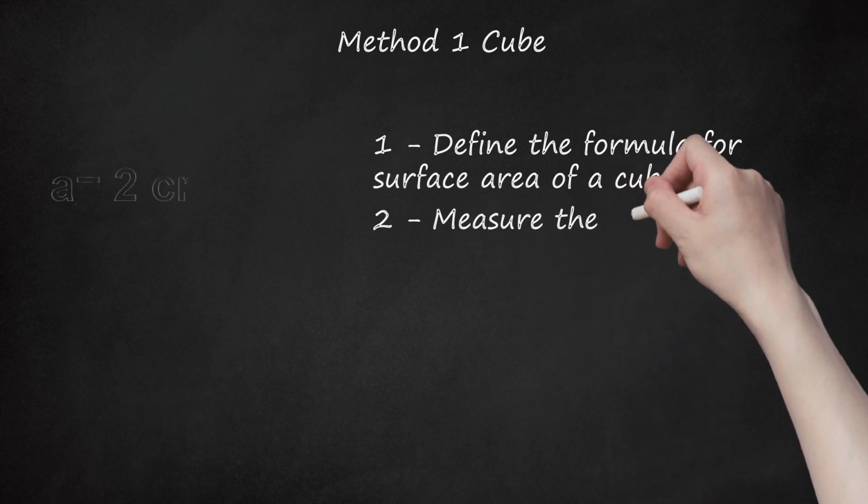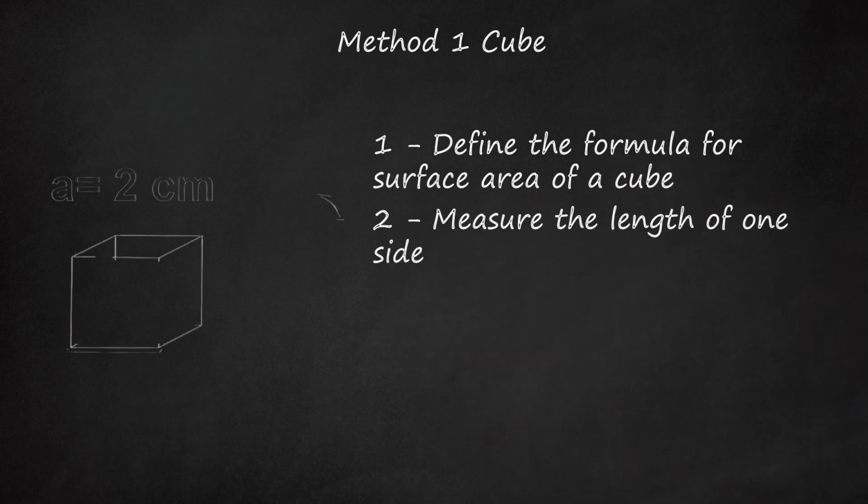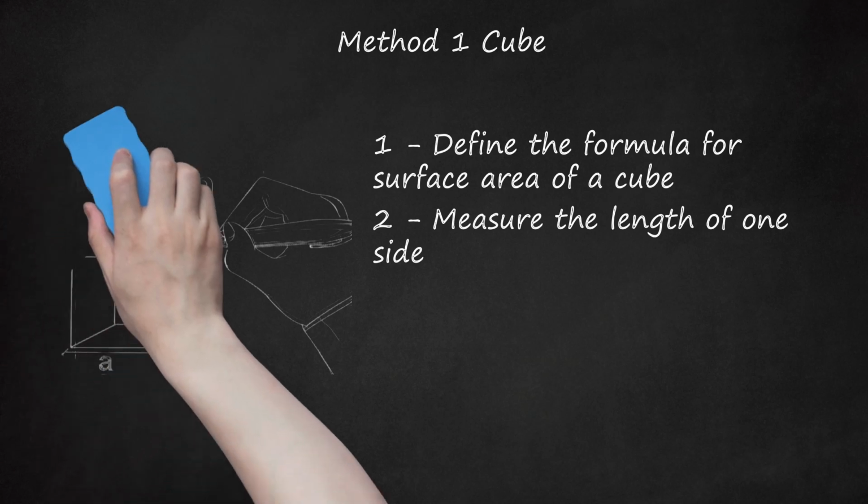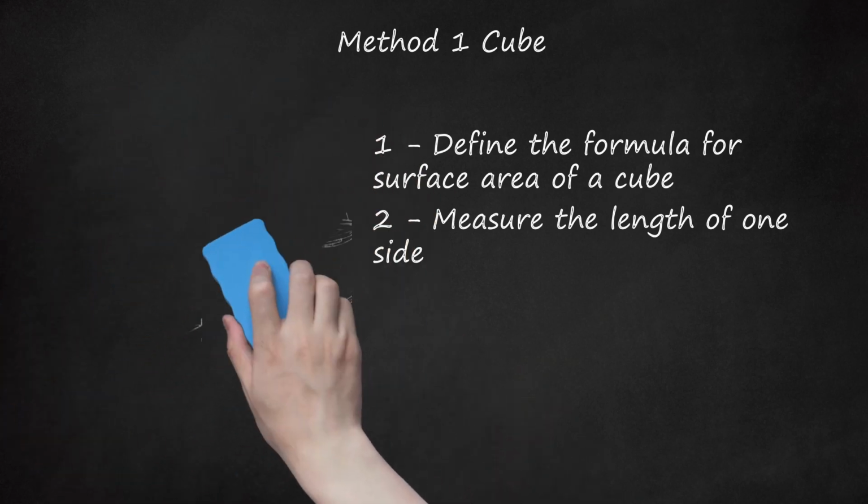2. Measure the length of one side. Each side or edge of a cube should, by definition, be equal in length to the others, so you only need to measure one side. Using a ruler, measure the length of the side. Pay attention to the units you are using. Mark this measurement down as A. Example: A = 2 centimeters.